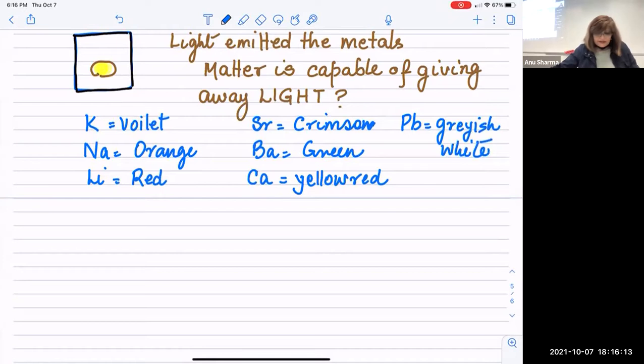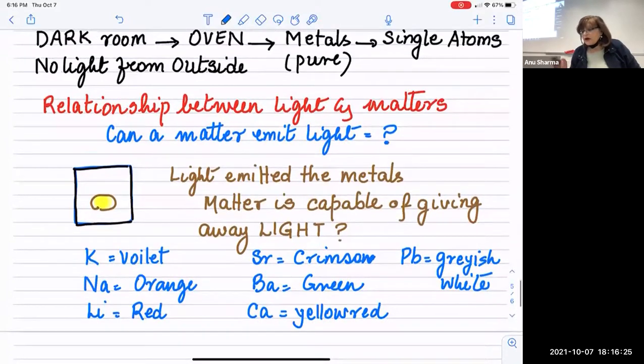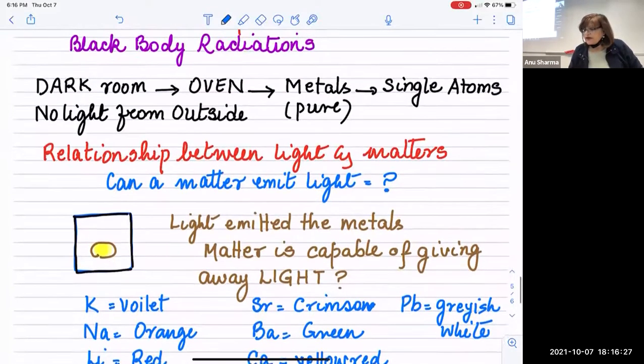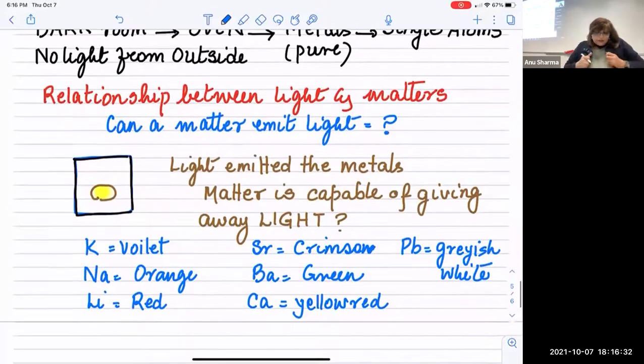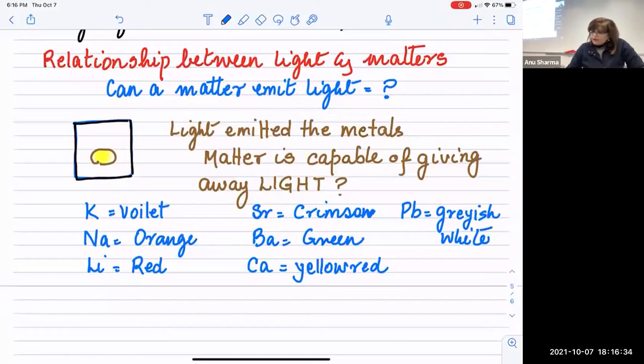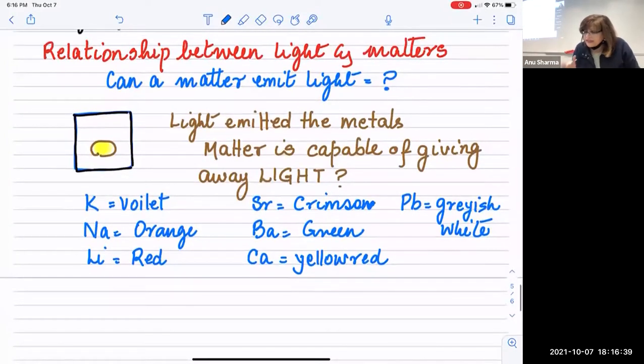So what does this mean? The previous view was that matter and light are exclusive, distinct, separate from each other. But this proved that matter and light are a part of each other. Matter and light are connected, are together. This also proved that matter could absorb and emit energy. So that means there is some energy present inside the matter, and this energy is associated with light.